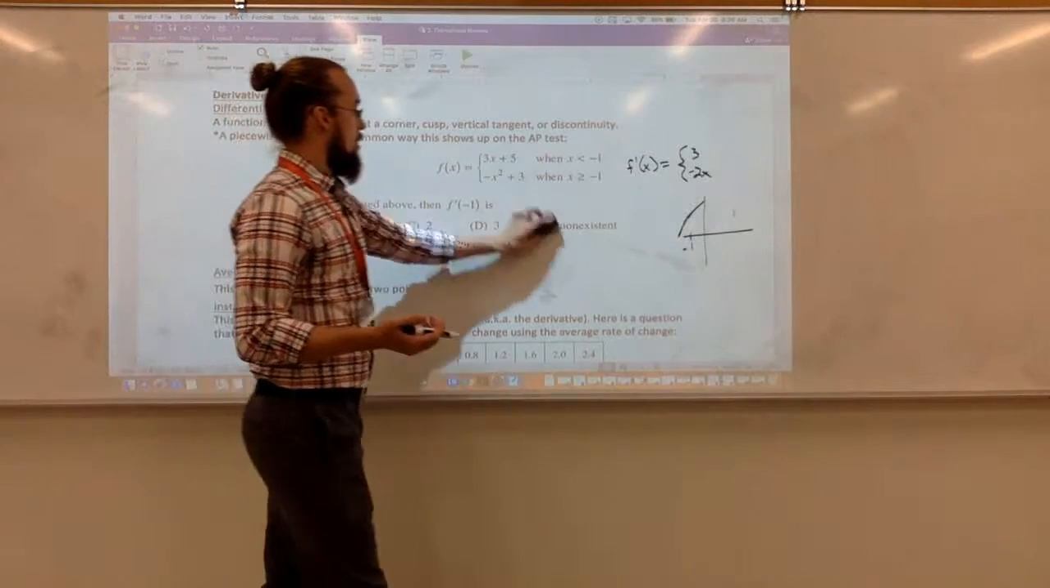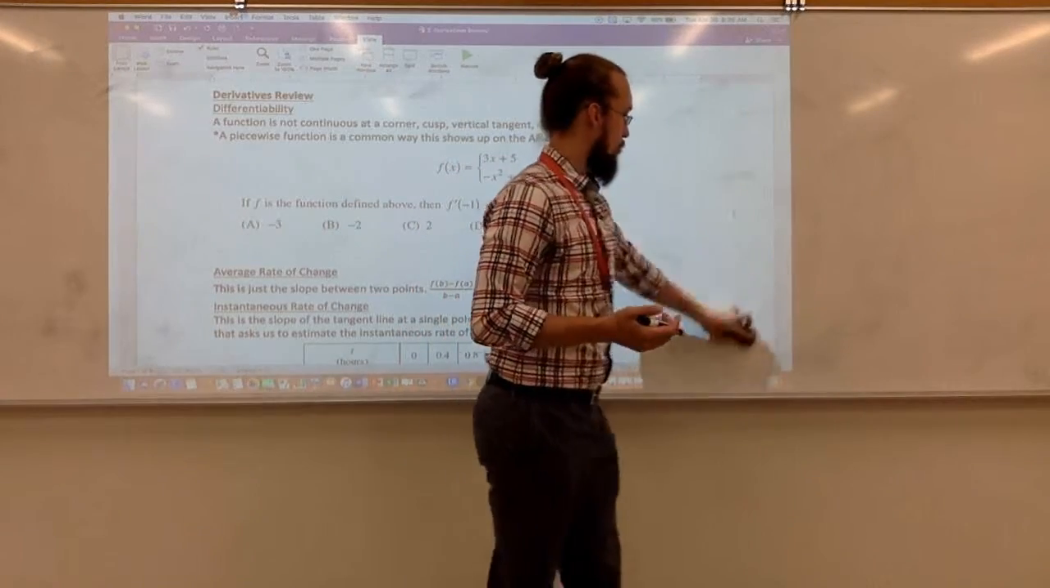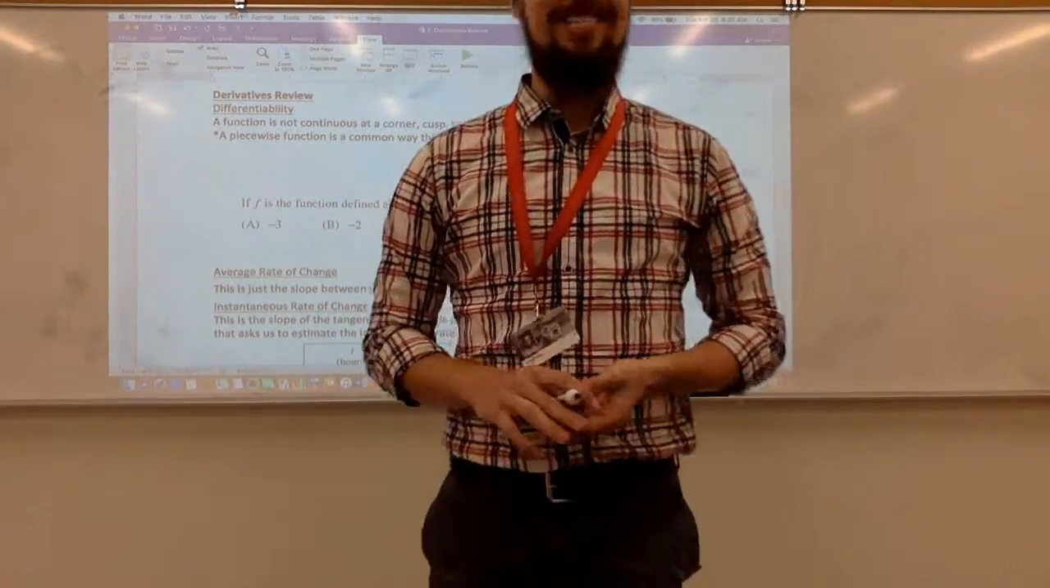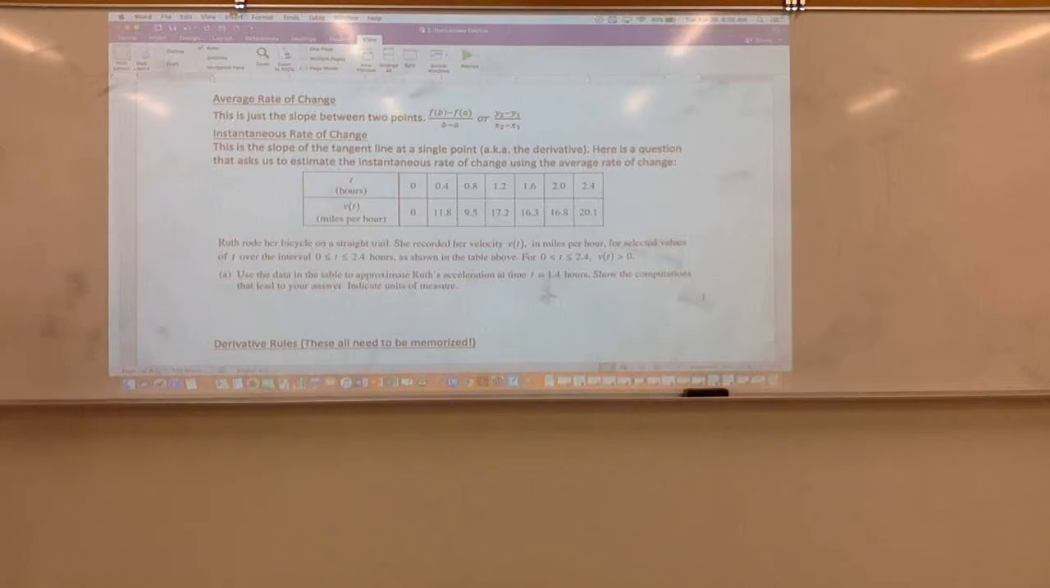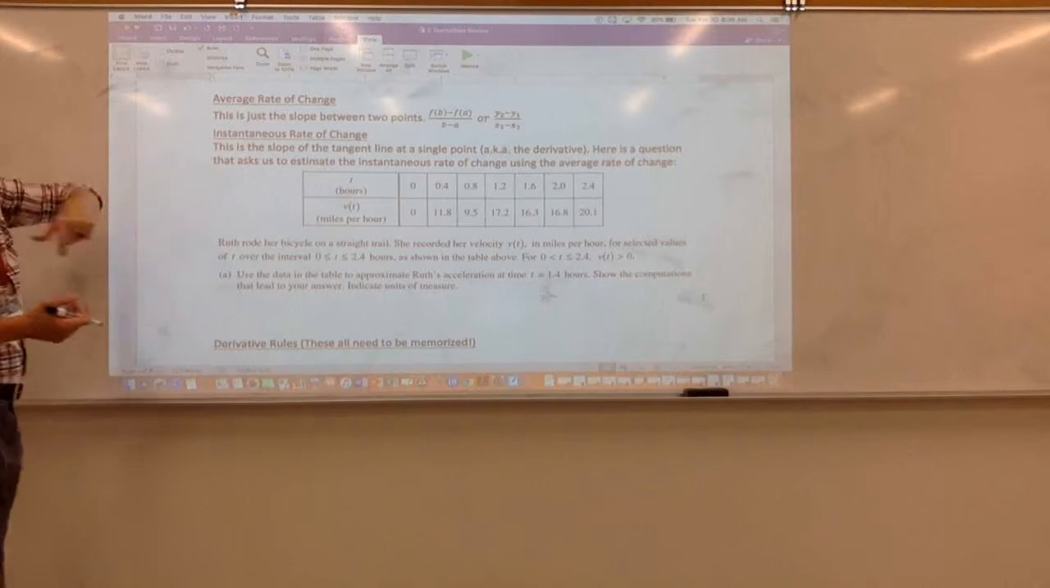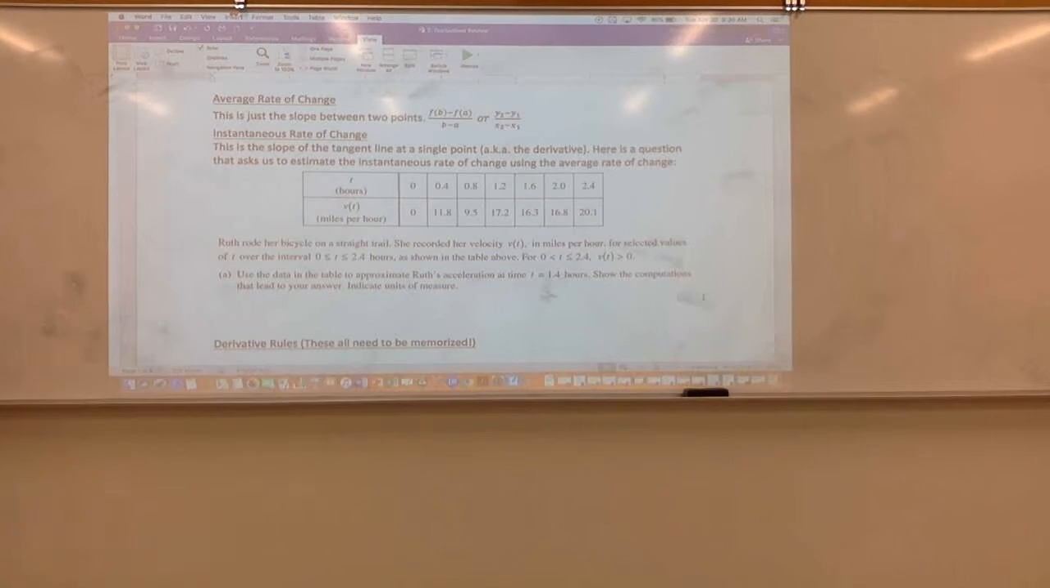The next idea we looked at was average versus instantaneous rate of change. Average rate of change is just the slope between 2 points. It's the slope of a secant line. Instantaneous rate of change is the slope at a single point, the derivative.